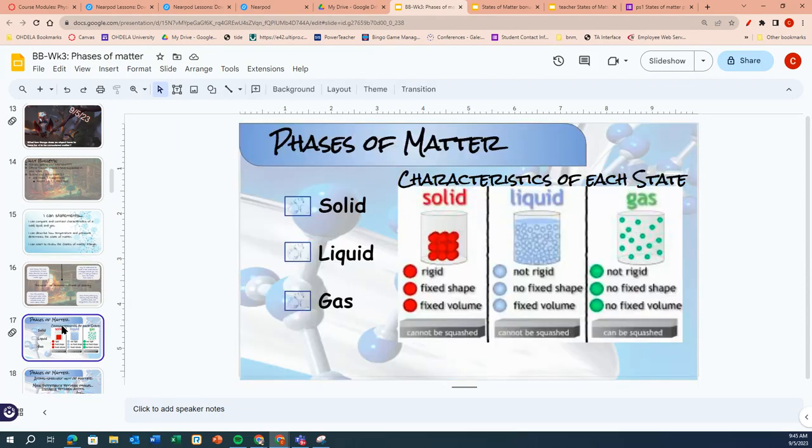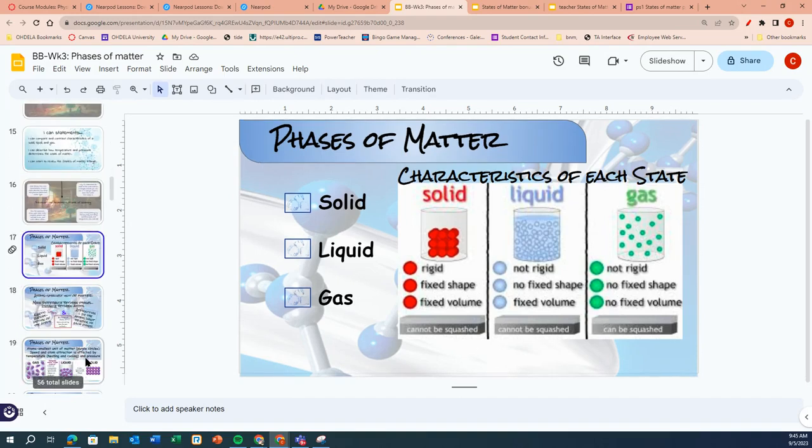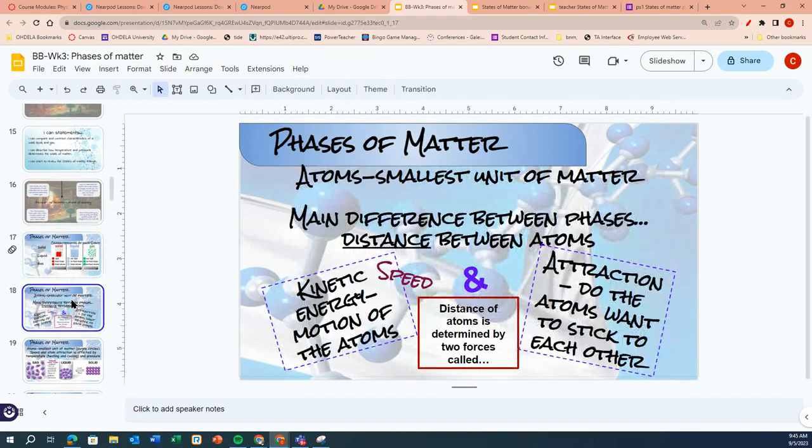Okay, so phases of matter, remember we did this last week. Solid: rigid, fixed shape, fixed volume. Liquid: not rigid, no fixed shape, fixed volume. And gas: not rigid, no fixed volume, no fixed shape. So the main difference between phases, as we said in the video here, is the distance between the molecules and the kinetic energy, or the speed. Kinetic energy is the motion of the atoms.